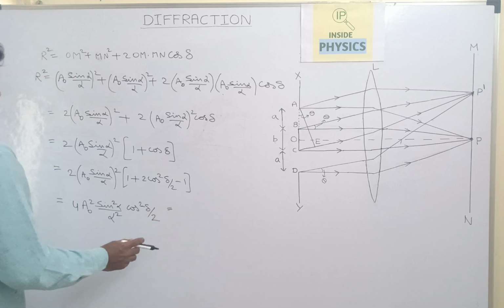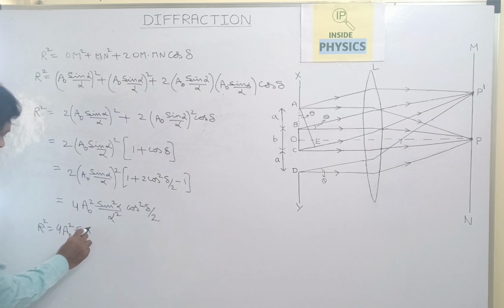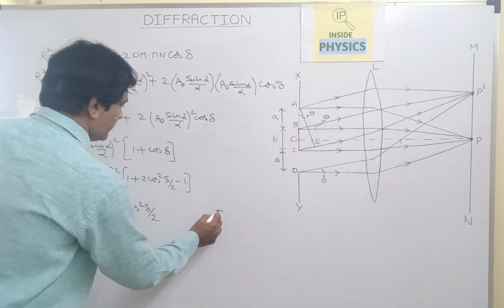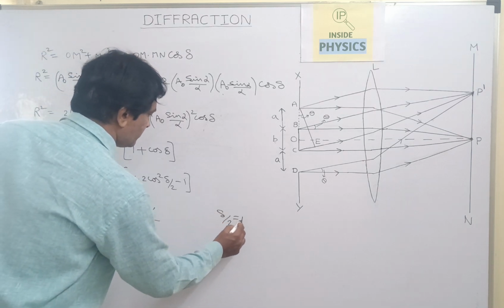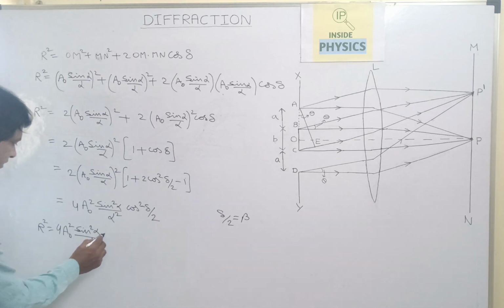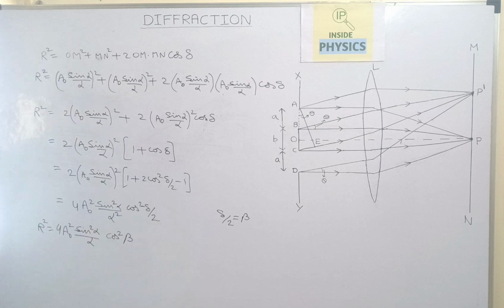So I will write R square, this is the resultant amplitude. R square is equal to 4 A naught square sin square alpha by alpha square into cos square delta by 2. For easy calculation, I will take delta by 2 equal to beta. So this can be written as cos square beta.